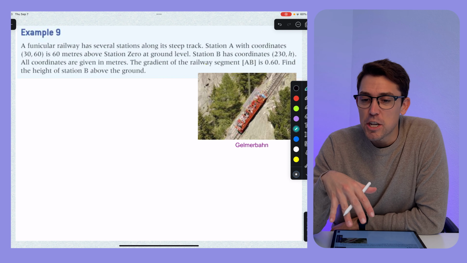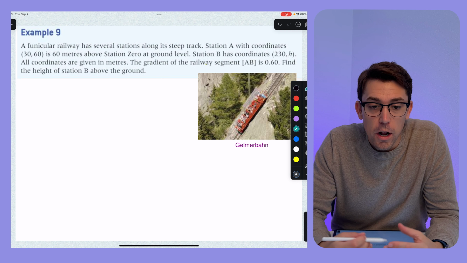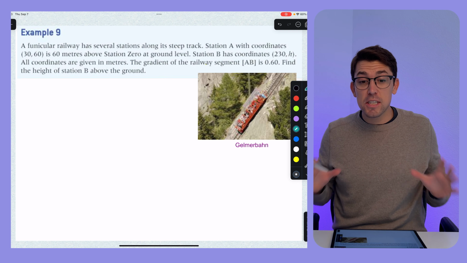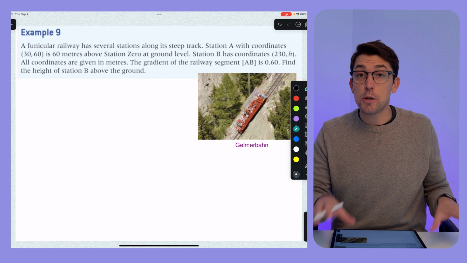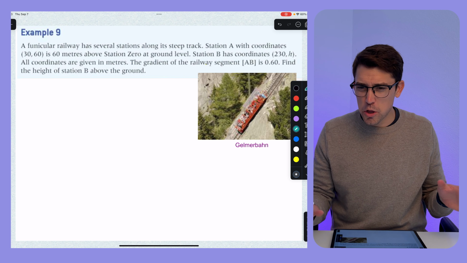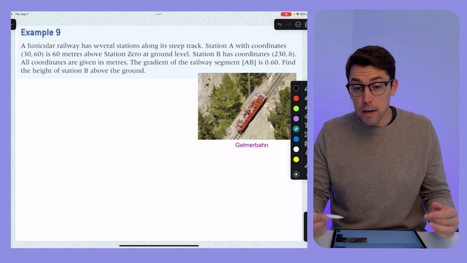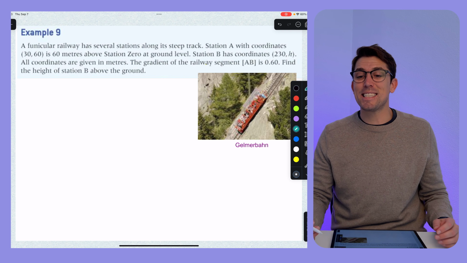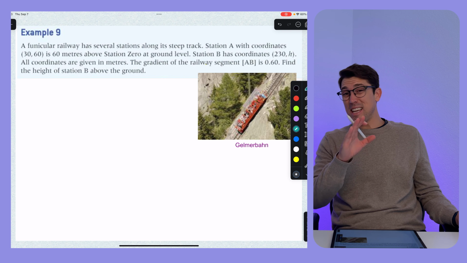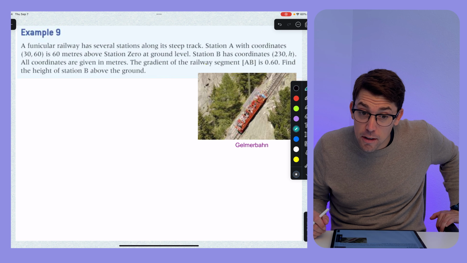Okay, and let's say that one of those stations, A, if you lay it on a nice Cartesian coordinate plane, is going to have a coordinate of 30, 60. And let's say that it's going to be about 60 meters above station 0 at about ground level. Now, station B, on the other hand, is going to have coordinates of 230, and then this missing value h. All coordinates are given in meters, and we know that the slope, or the gradient, of this railway segment is 0.6. We're given a decimal, not necessarily a fraction this time. Find the height of station B above the ground.